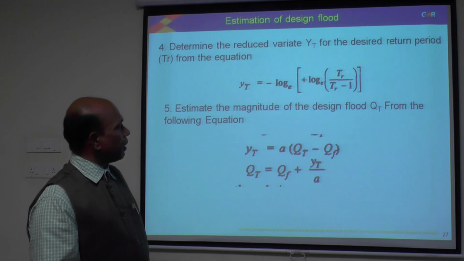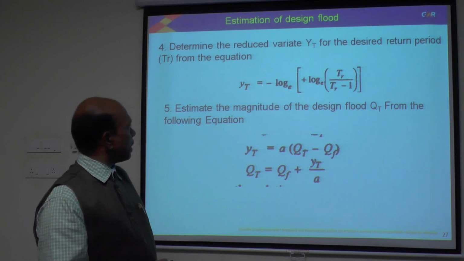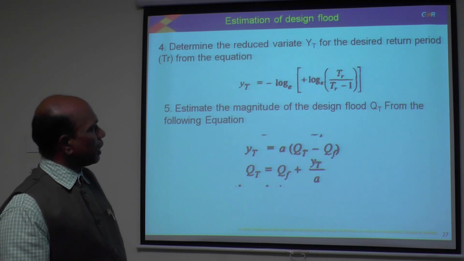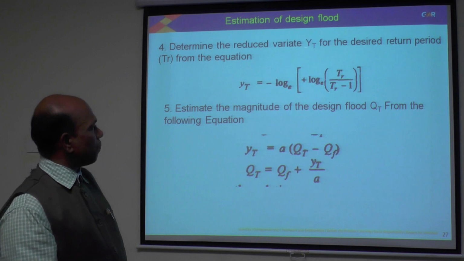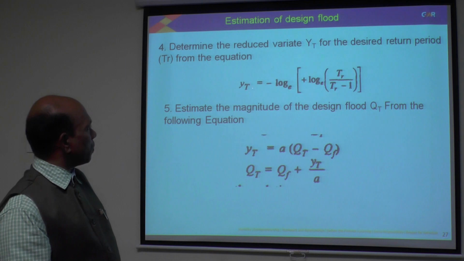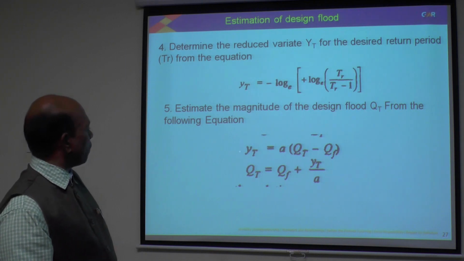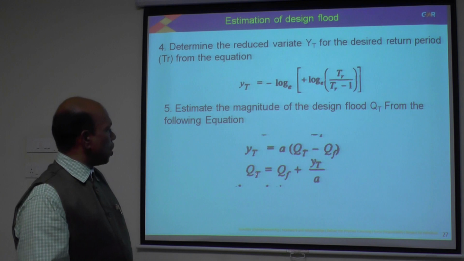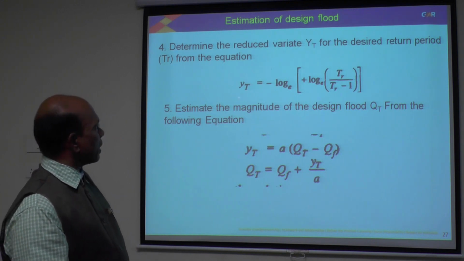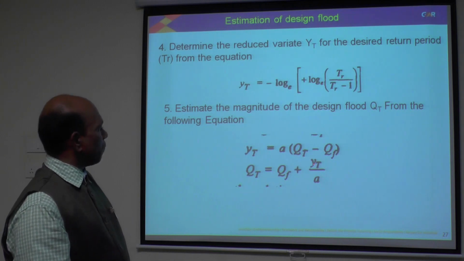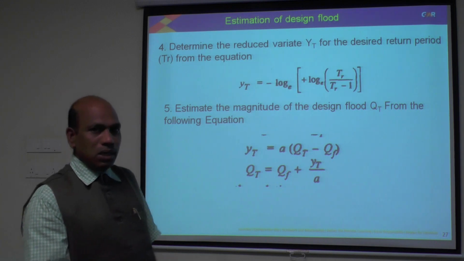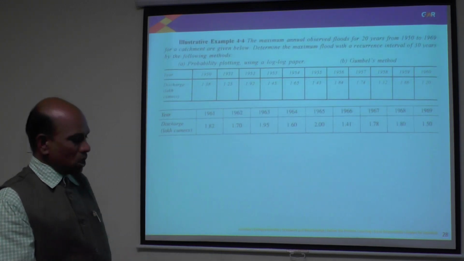The return period is given, and the variate YT is equal to minus log base e log base e of TR by TR minus 1. This is the formula here. TR is given, and using this formula we determine the variate YT. Then finally we determine the peak discharge: QT is equal to QF, already determined earlier, plus YT, the variate, divided by a, which is also determined. So finally we determine the peak discharge on a particular catchment area. So this is one formula.